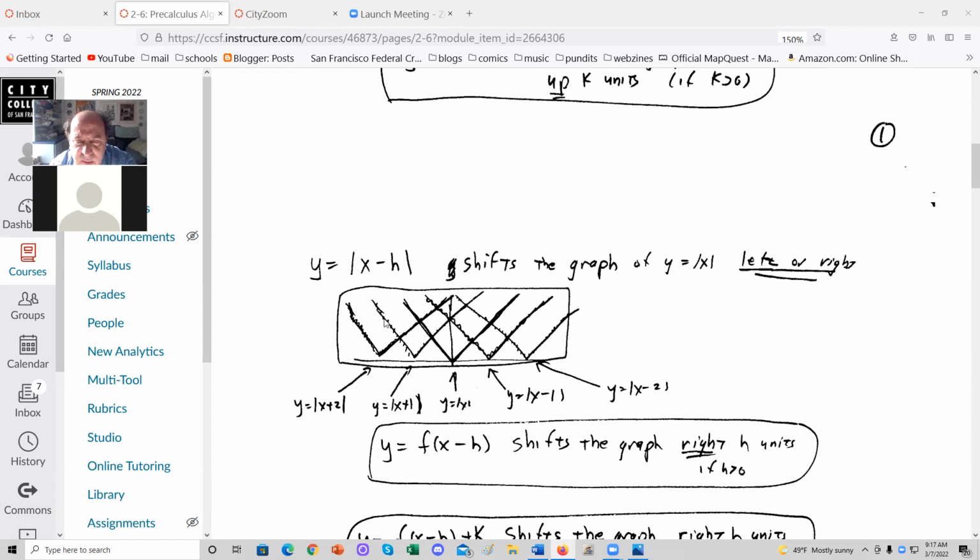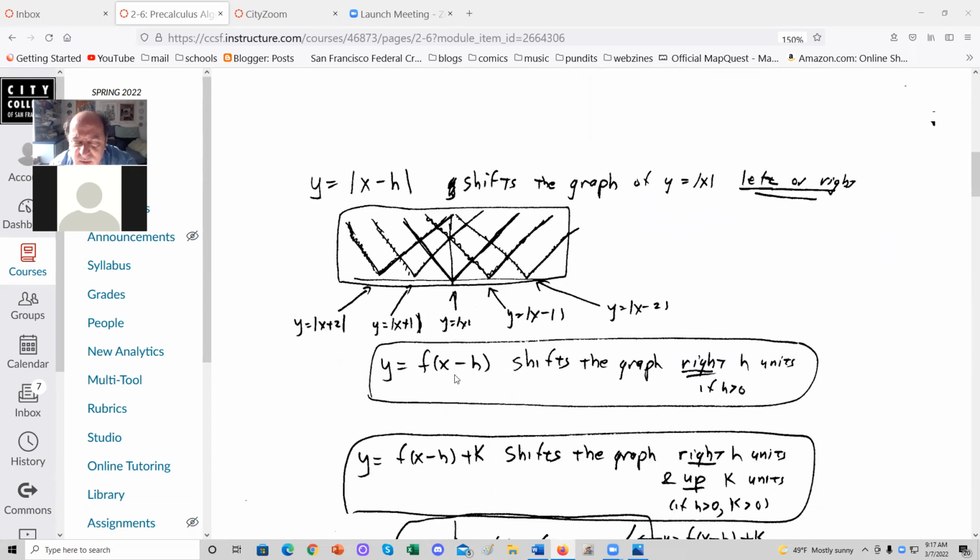Here's the absolute value of x plus 1. That plus advances it, so it's 1 unit earlier, like this, shifted left. Y equals absolute value of x plus 2 is shifted left 2 units. So y equals f of the quantity x minus h. That shifts the graph of f right h units if h is positive, left if h is negative.